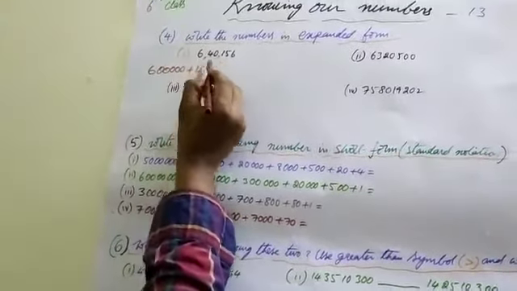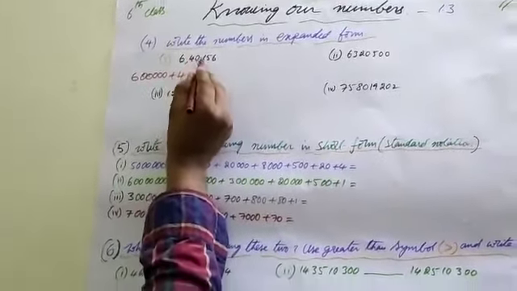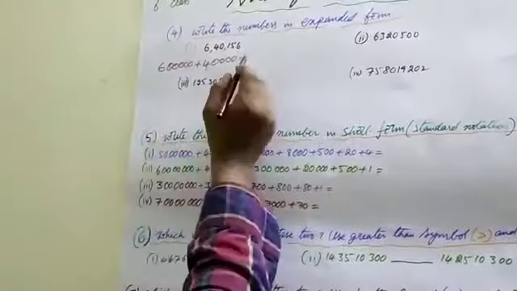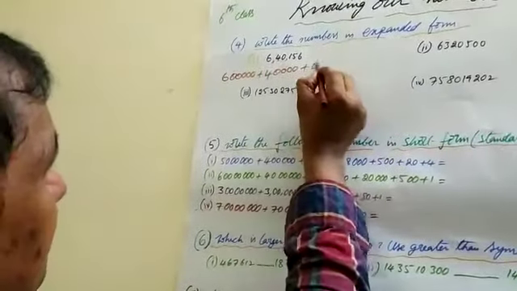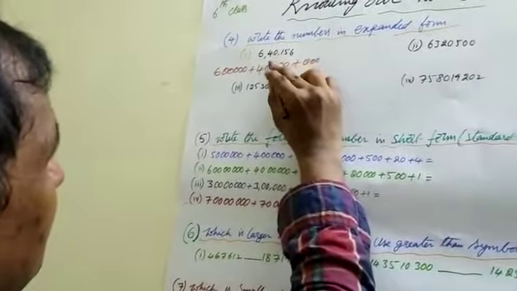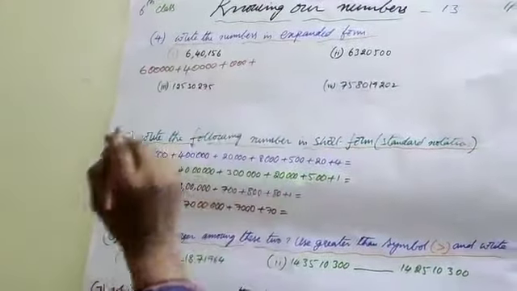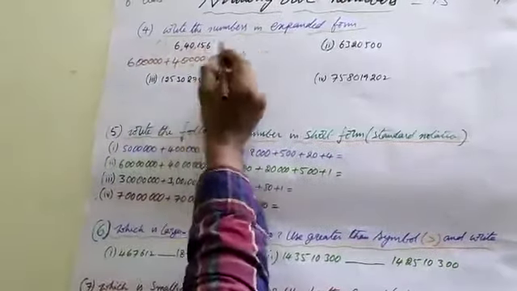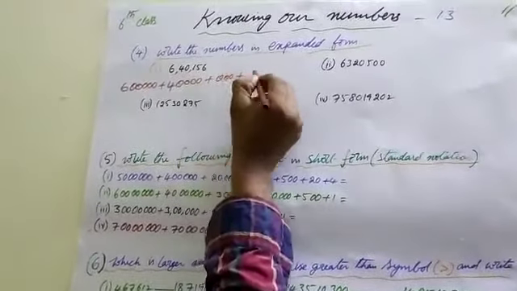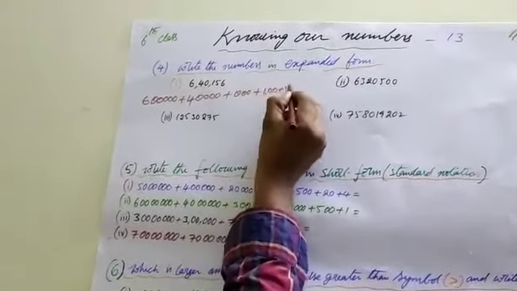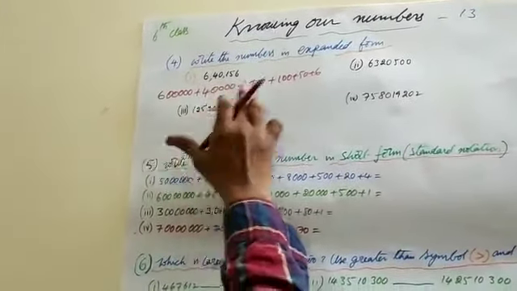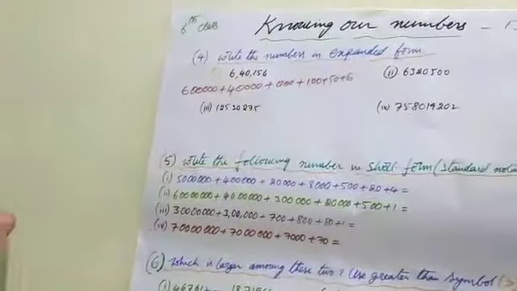Plus, you take 40,000. After 4, after how many? 1, 2, 3, 4: 4 zeros. Plus, next, this is 3. Plus 100. 100 means, see, 100 plus 50 plus 6. That is 6,40,156.